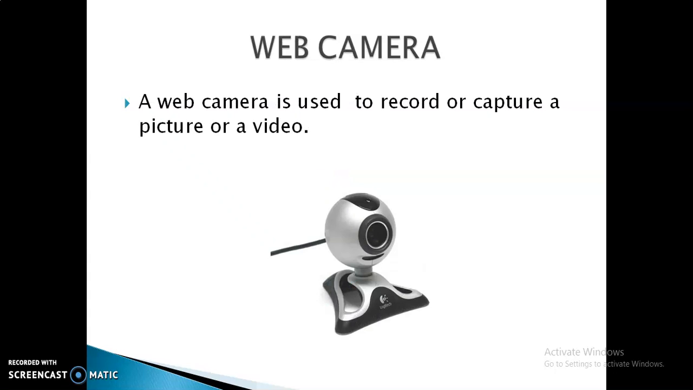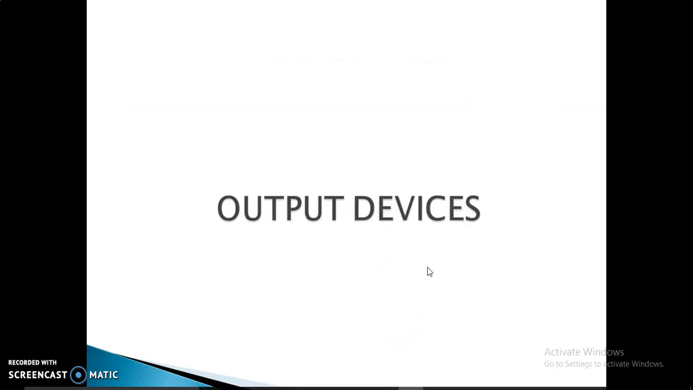And the next device is web camera. A web camera is used to record or capture a picture or a video. Next, we are going to learn about various output devices and their functions.